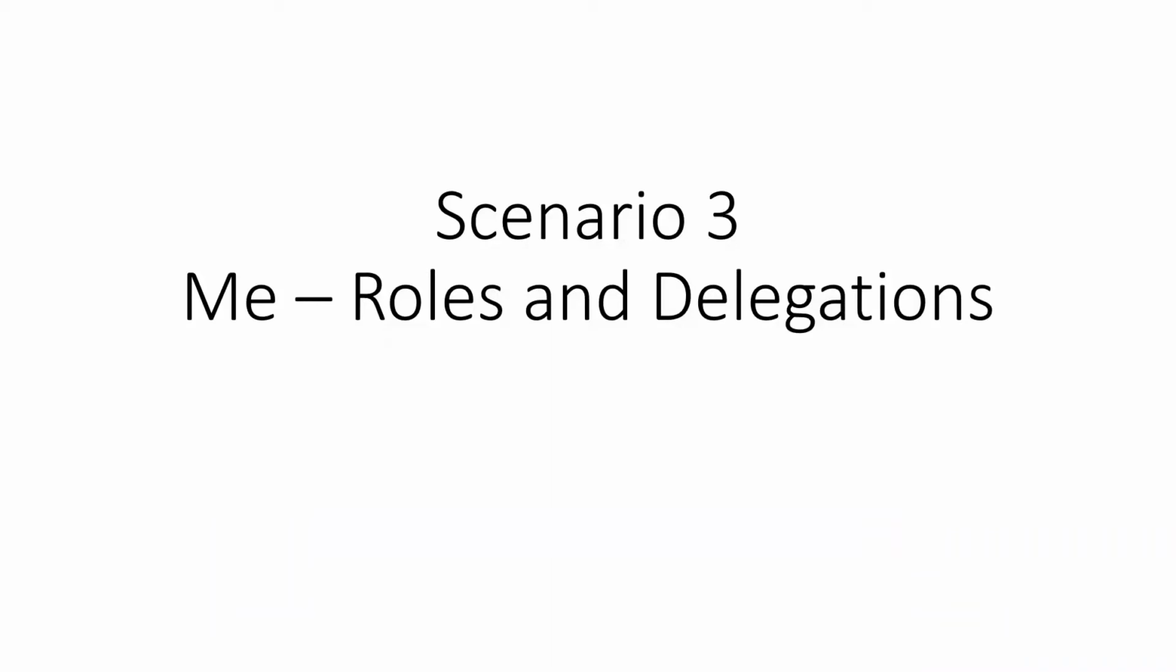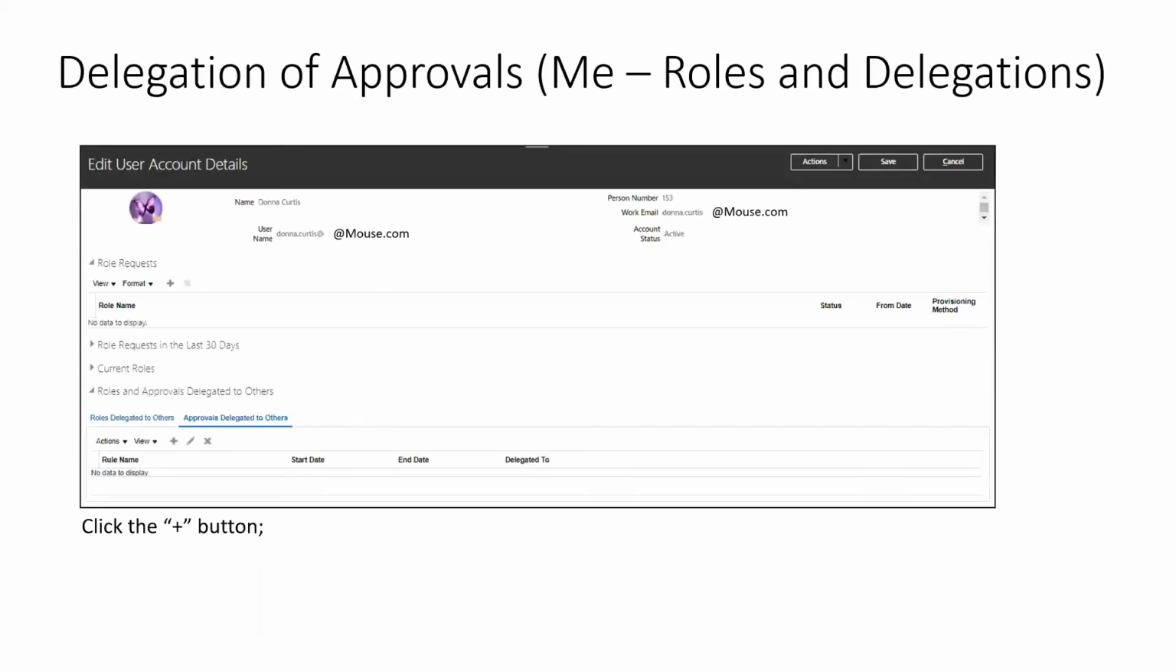Next, we'll look at the third scenario of how a user can maintain their workflow delegations. This page allows for the delegation of roles to another user via the roles delegated to others option. This is the role delegation, not the workflow approval delegation. This is a separate topic that we have covered on our YouTube channel, and I'll provide a link at the end of this video. This page also allows for the delegation of workflow approvals to others via the approvals delegated to others, as is highlighted here.